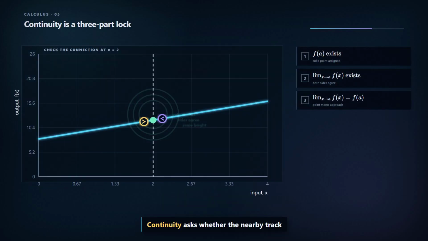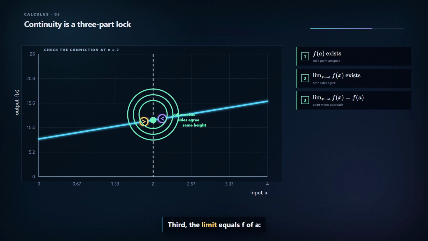Continuity asks whether the nearby track and the actual point connect. At x equals a, 3 checks must succeed. First, f of a exists. There is a solid point assigned at the target. Second, the two-sided limit exists. Both approach probes agree. Third, the limit equals f of a. The solid point sits at the approached height.